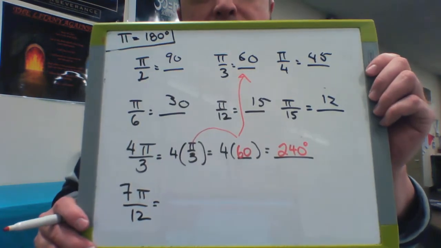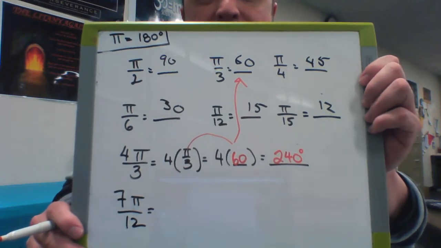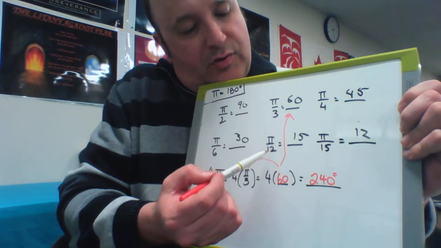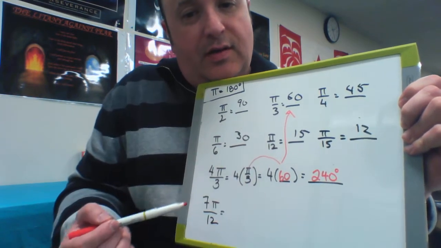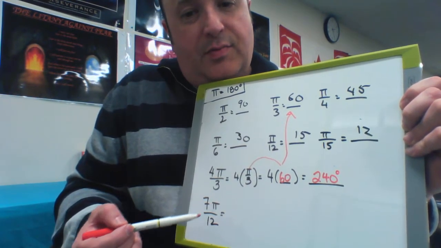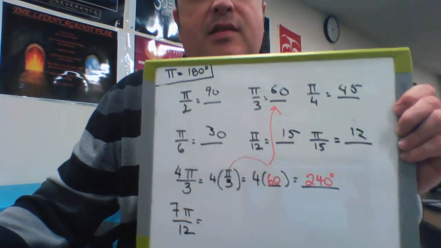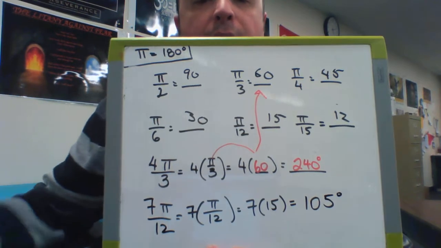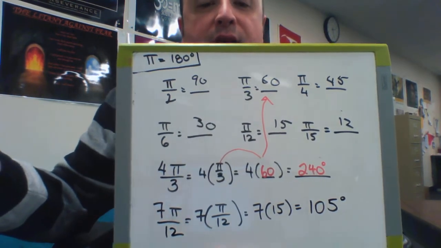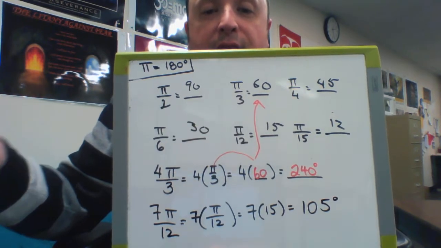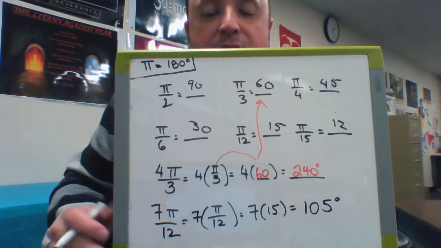Let's look at the one at the bottom, 7 pi over 12. You can do it the same way. We already know what pi over 12 is. Boom. Pi over 12 is 15. So this is really 7 times pi over 12, 7 times 15. Let's see the calculation. Bada bing, bada boom, 7 times 15 is 105. So there you go. That's a nice, quick, efficient way to do this.